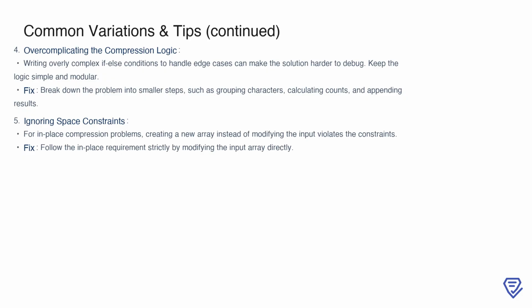Additionally, some people ignore the space constraints of the problem. For in-place compression, creating a new array instead of modifying the input directly violates the requirements. To adhere to these constraints, you must modify the input array without relying on extra space. This ensures your solution meets the problem's expectations for efficiency.